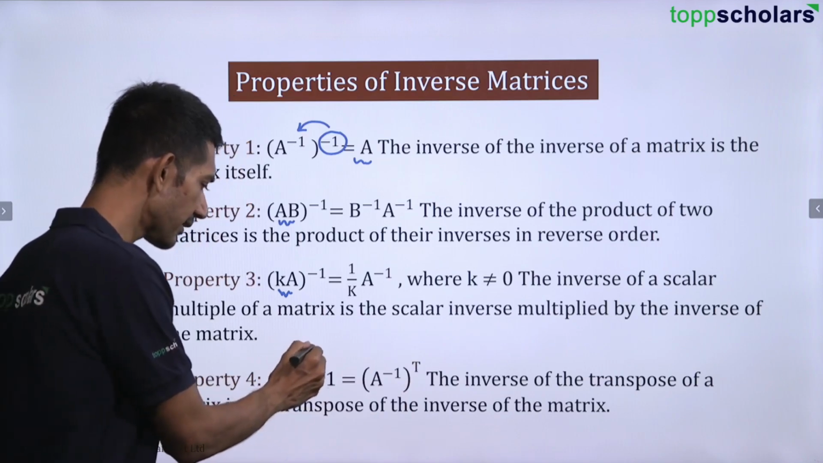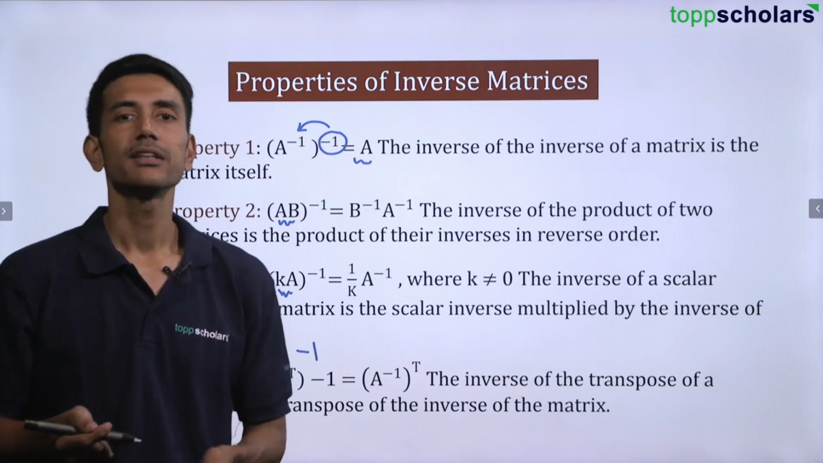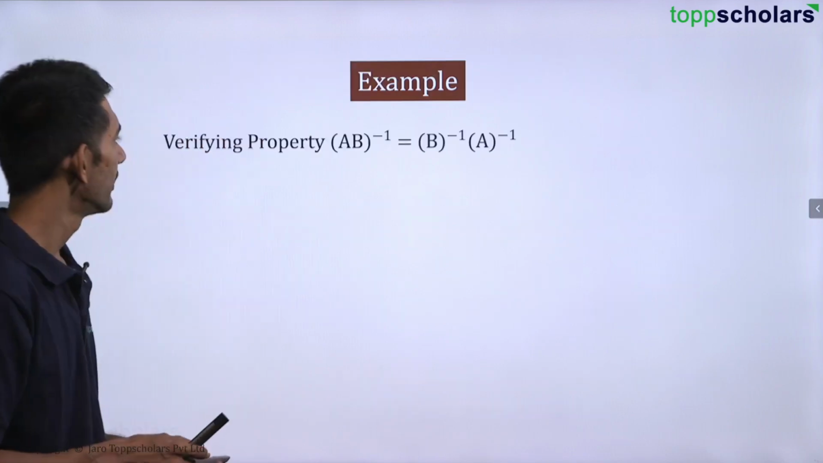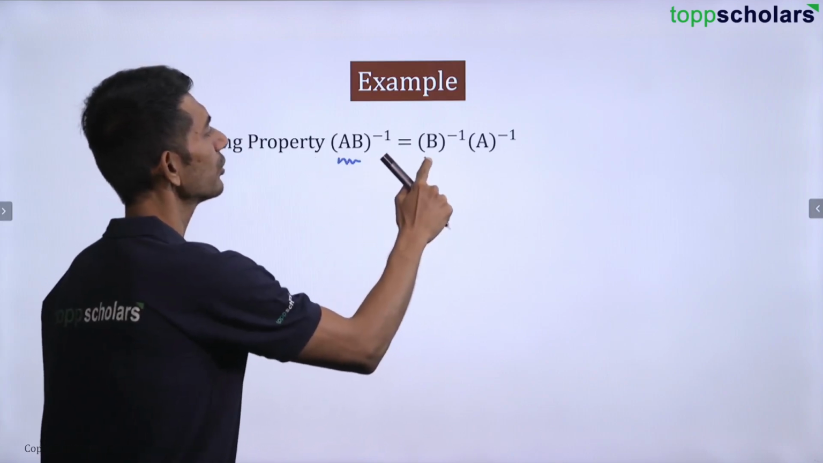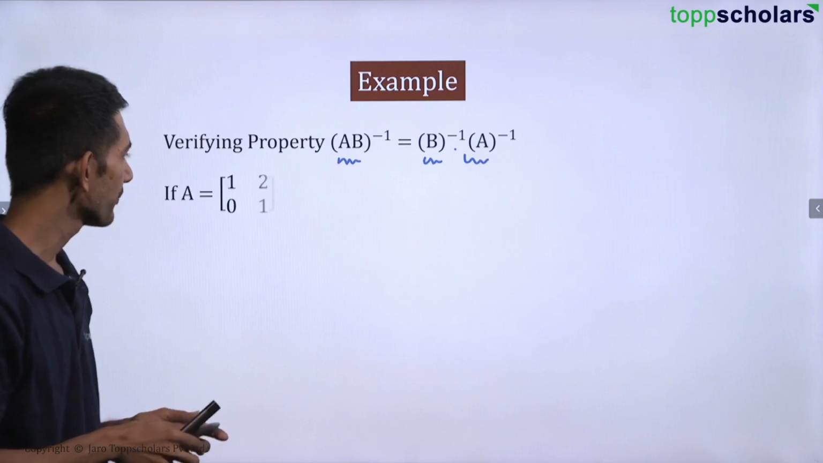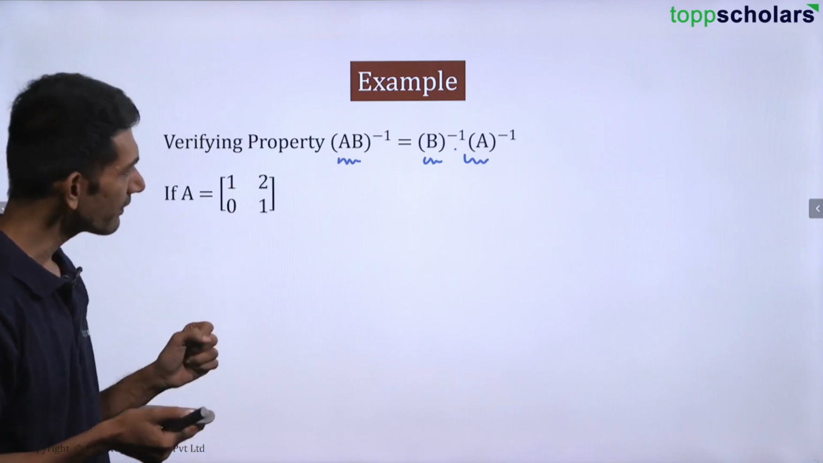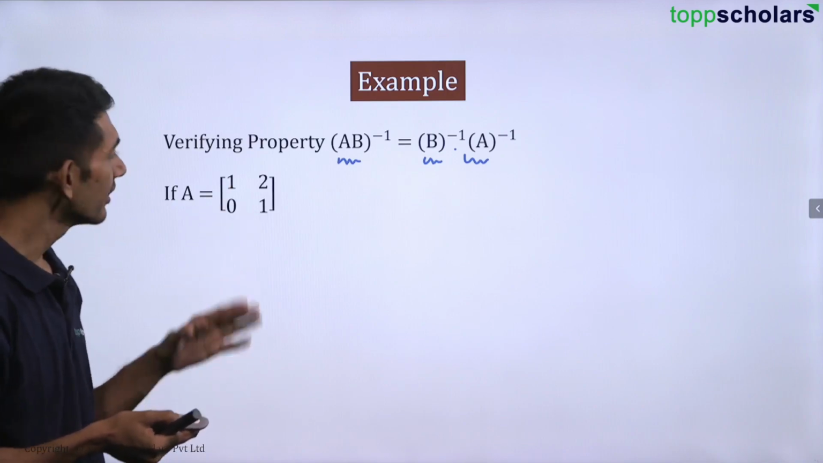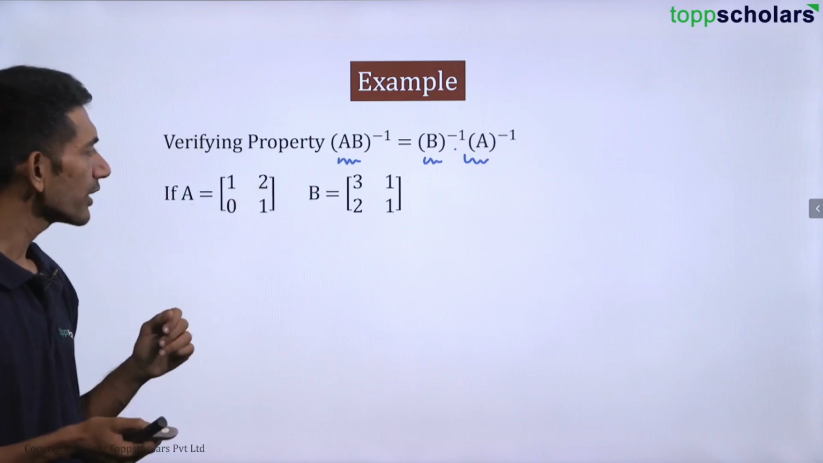This is basically here minus 1. Then in that case also we are going to get the same answer. So verify the property: (AB) inverse is equal to B inverse multiplied by A inverse. Let us see what is A and B. So A is [1, 2, 0, 1]. We are supposed to verify that (AB) inverse is B inverse multiplied by A inverse. And B is also given: [3, 1, 2, 1].